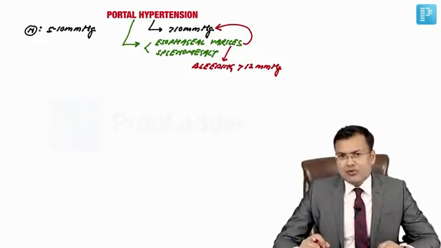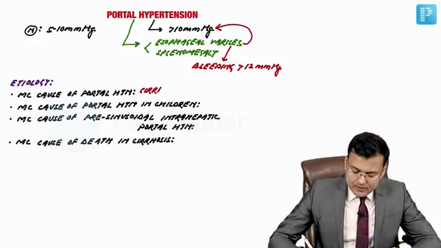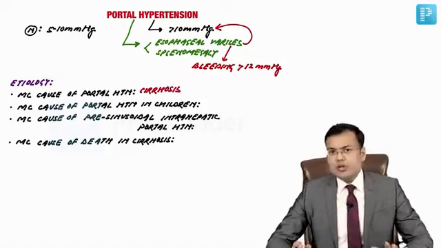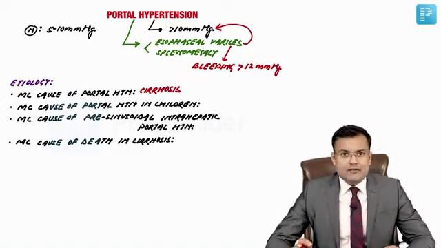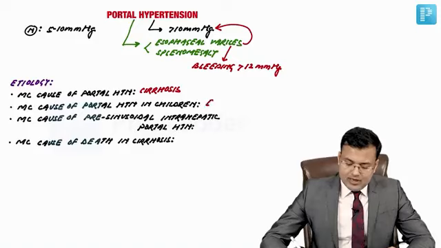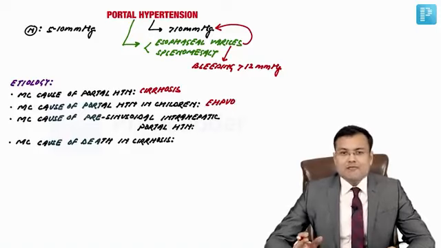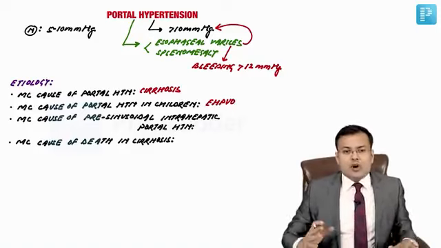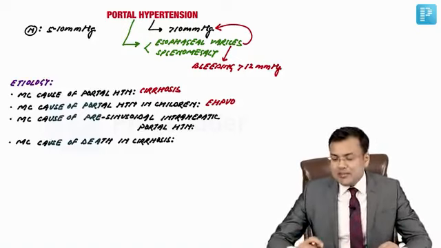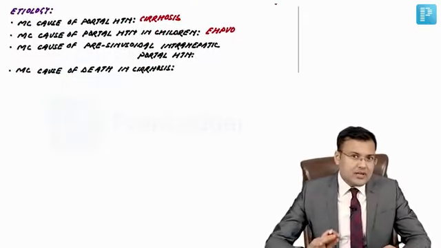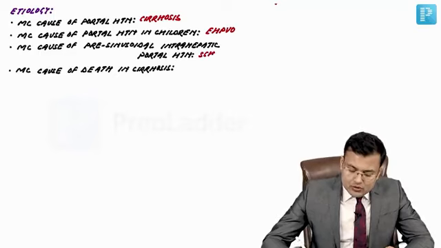Now see, what is the etiology of portal hypertension? The worldwide most common cause of portal hypertension is cirrhosis. And what is the most common cause of portal hypertension in children? This is extrahepatic portal venous obstruction, in short EHPVO. Now see the question, what is the most common cause of pre-sinusoidal intrahepatic portal hypertension? This was asked many times. It is schistosomiasis.